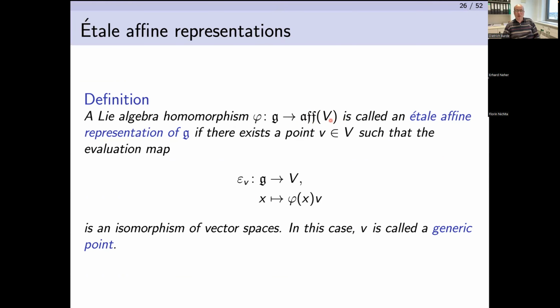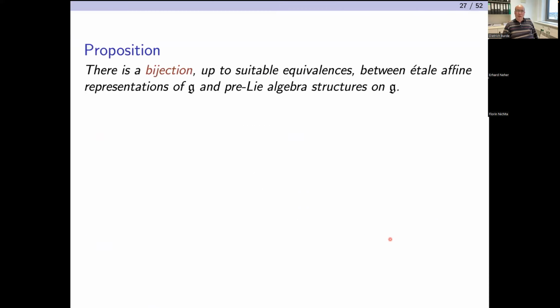So V could be Rn here, if you want. But actually, what does Etale mean? It means that the evaluation map here is an isomorphism of vector spaces. So in particular, the dimensions are equal. And if that's the case, such a vector V or point V is called a generic point. And again, this is nothing else than pre-Lie algebra structures, just from a different angle of view.